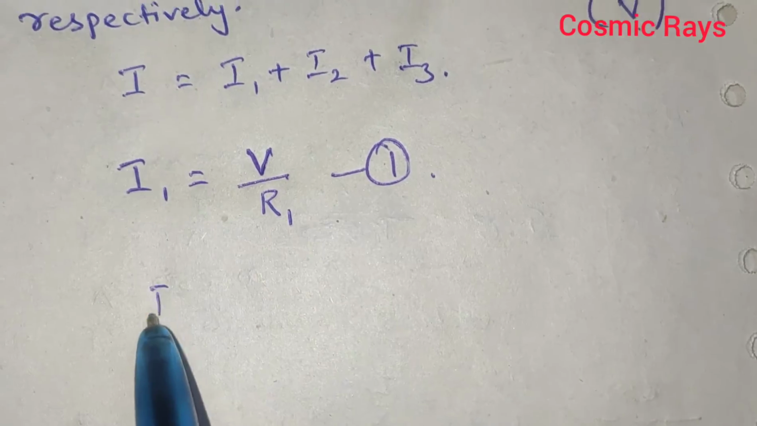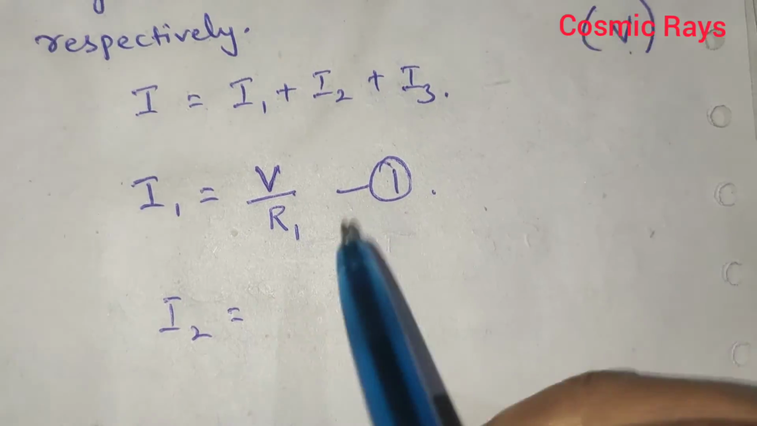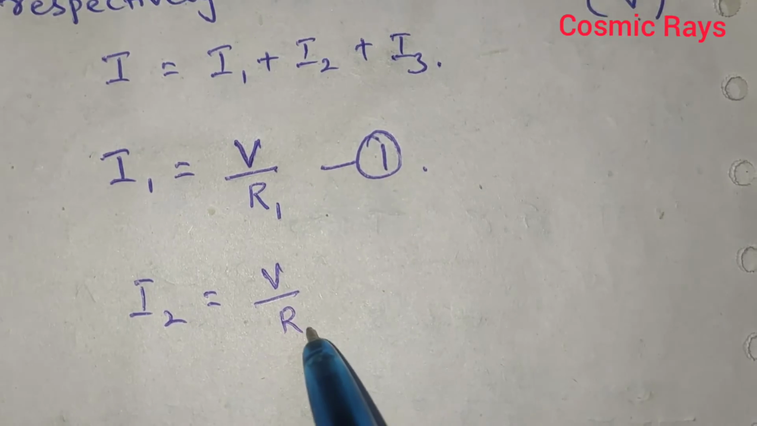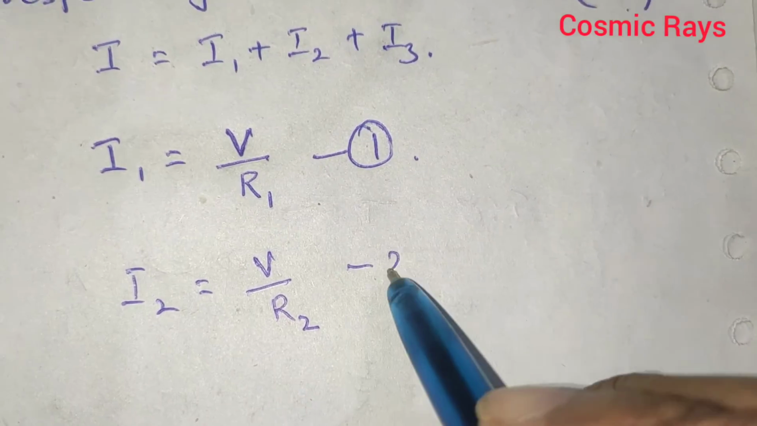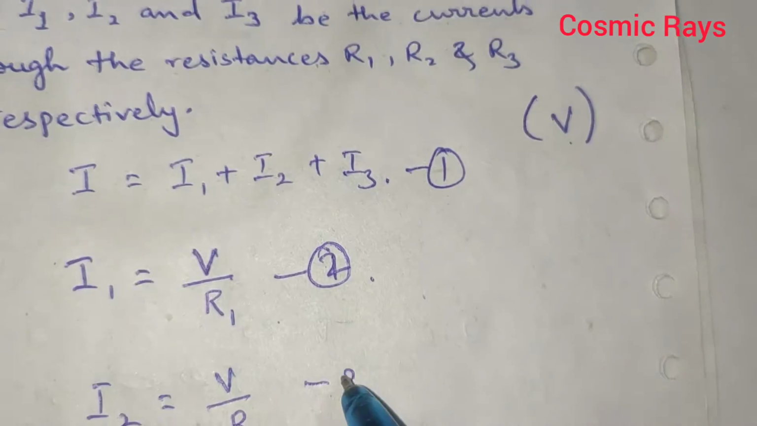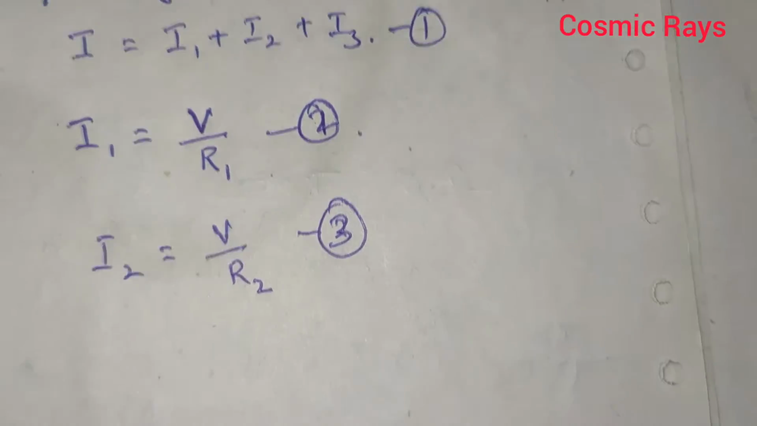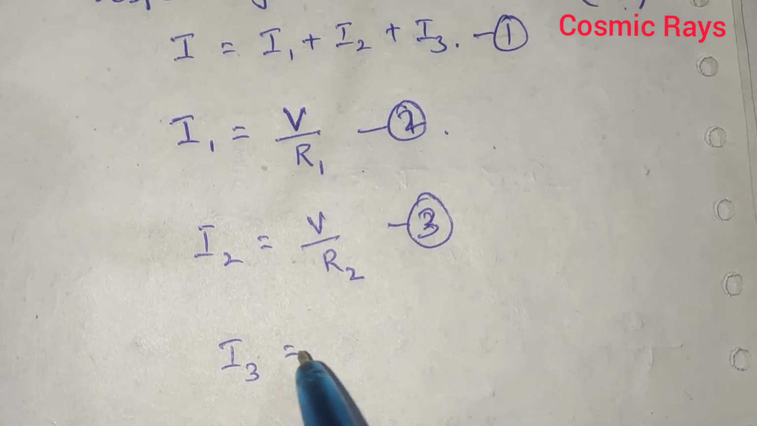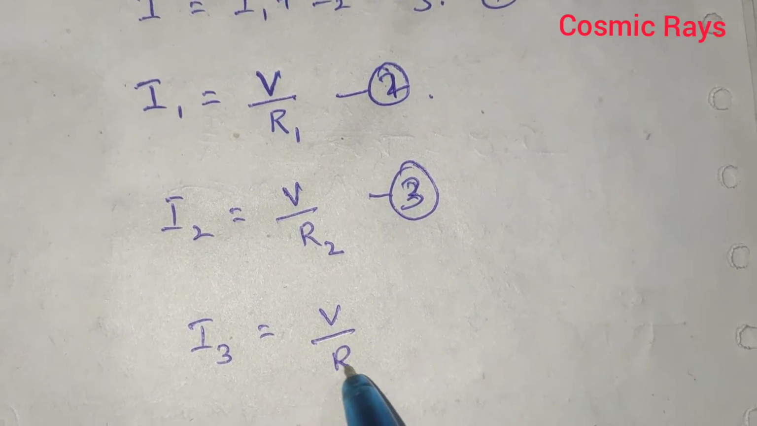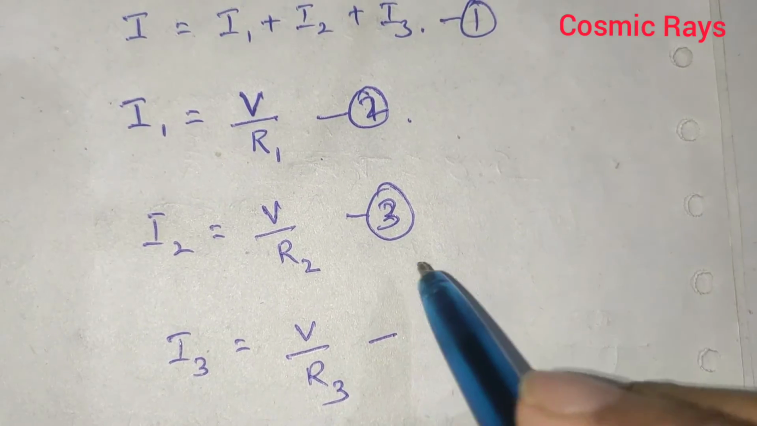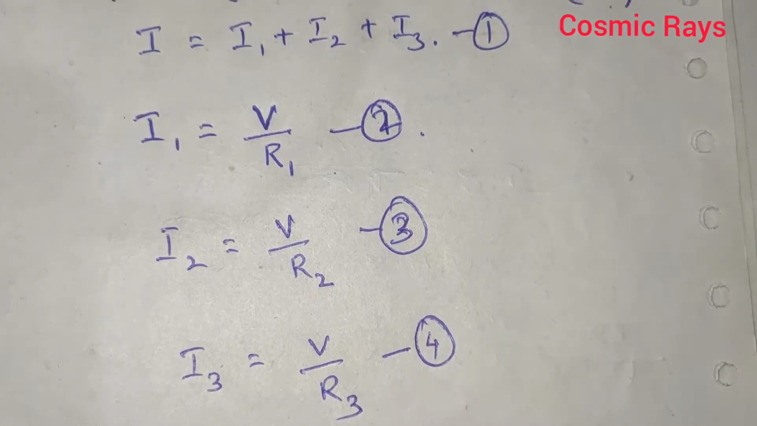Similarly, the current I2 across the resistance R2 will be given as V upon R2. Mark this as equation 1, this will be 2, and this is going to be our third equation. And finally the current I3 will be given as V upon R3. So we mark this as equation 4.